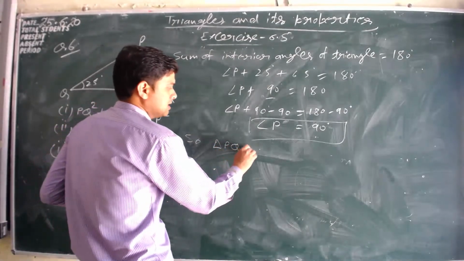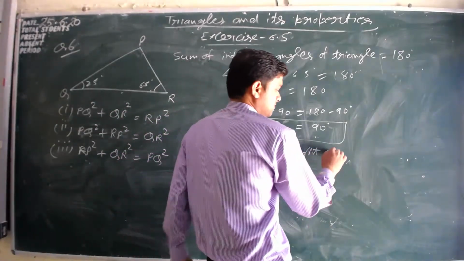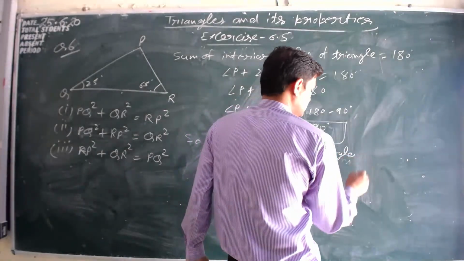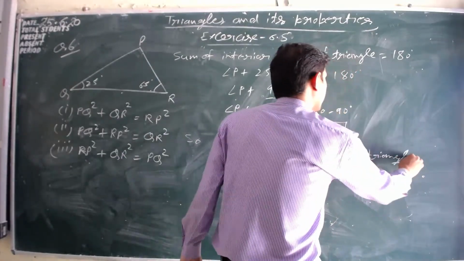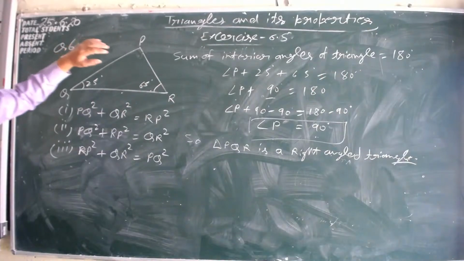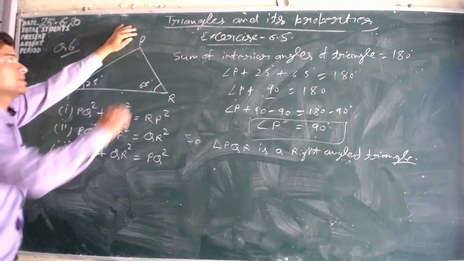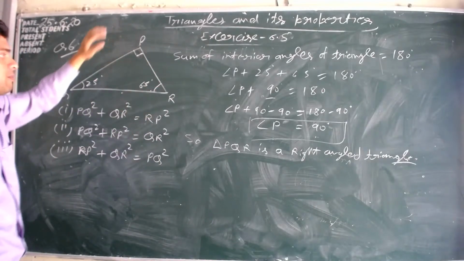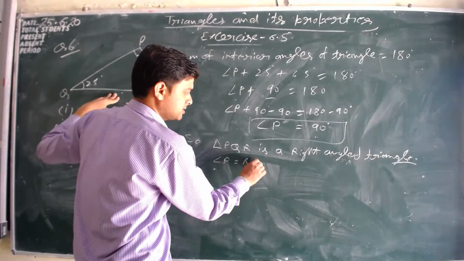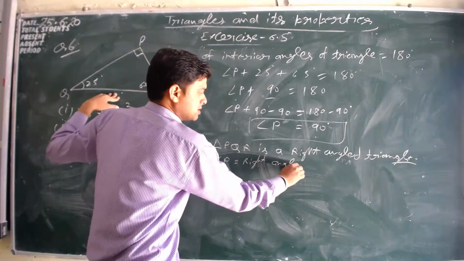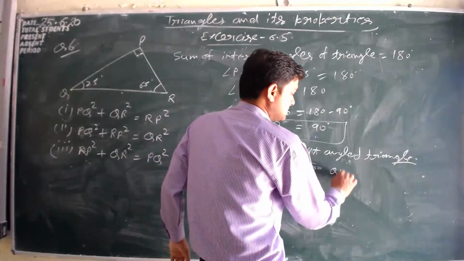So triangle PQR is a right angle triangle, and right angle at angle P. Okay, यहाँ पर right angle कहाँ पर बन रहा है P. Okay, so hypotenuse is equals to QR. Angle P is right angle, so opposite arm is this QR. So QR is hypotenuse.